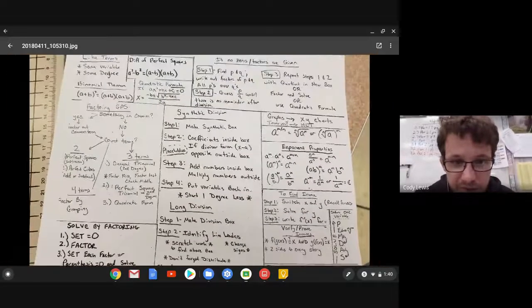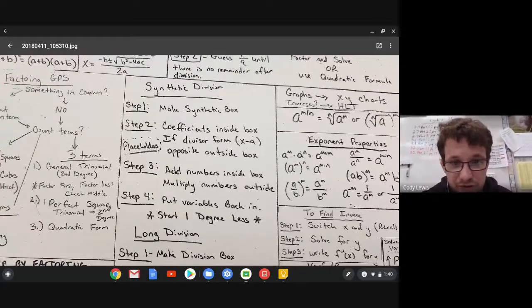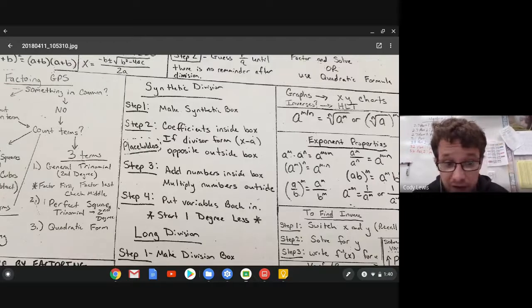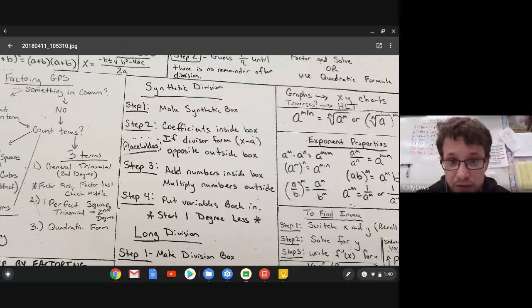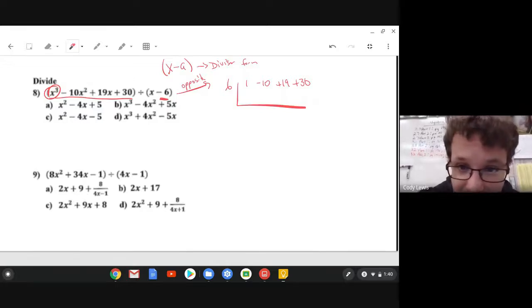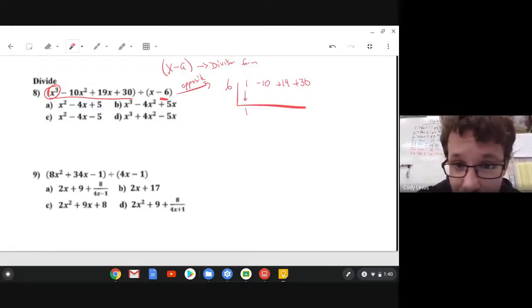So make the synthetic division box. We did that. The coefficients go inside the box. If it's divisor form, which it is, we put the opposite. Now I'm going to add numbers if they're inside, and multiply numbers if they're outside. So 1 has nothing to add with because it's inside, so I just drop it down. Or you could put a 0 there.